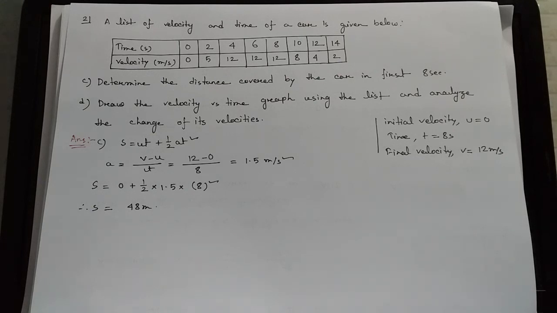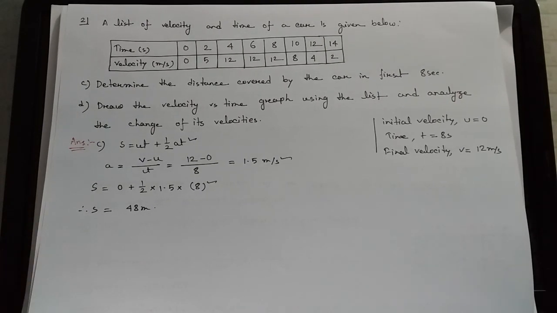And then question number D: draw the velocity versus time graph using the list and analyze the change of its velocities. We have to draw the velocity versus time graph using this list, and explain the change in velocities. For this type of question you must use graph paper if it is supplied in the exam; otherwise you make it freehand.